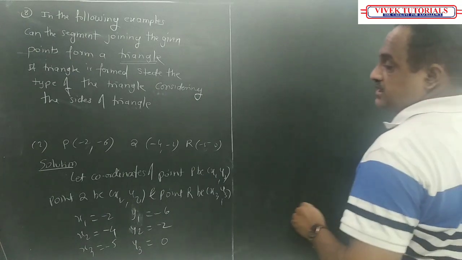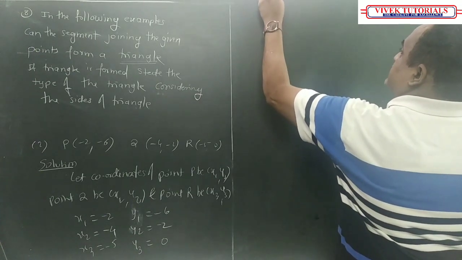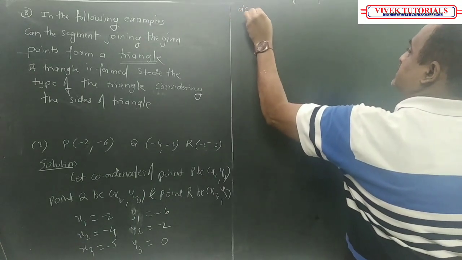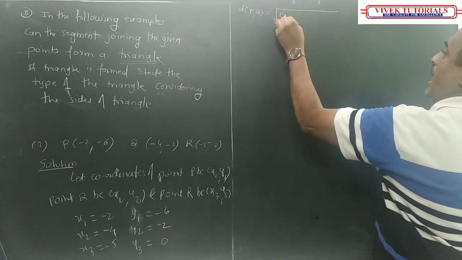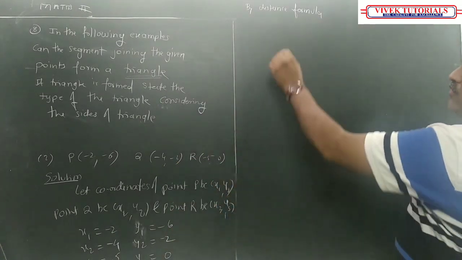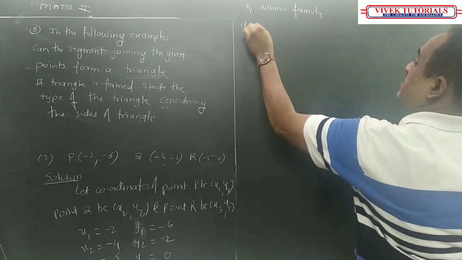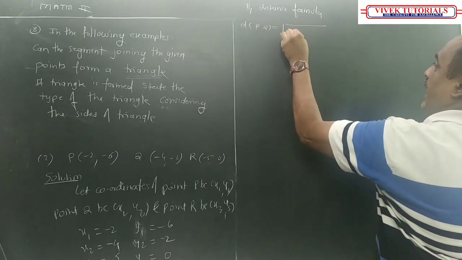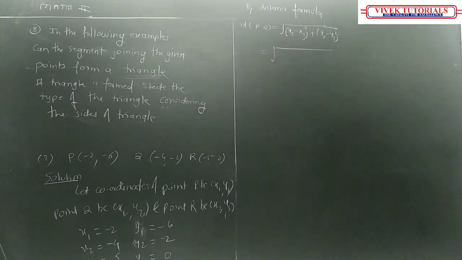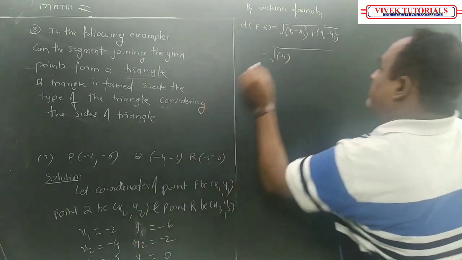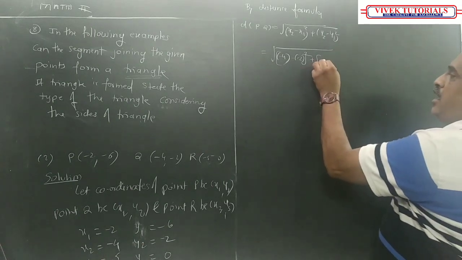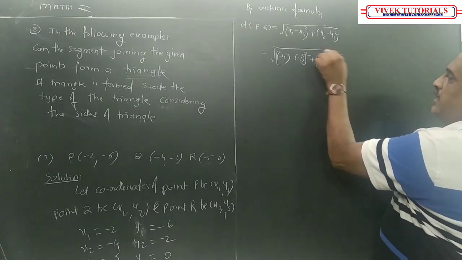So we have to find out first by the distance formula. By the distance formula, first of all we find distance PQ, which is equal to under root of x2 minus x1 the whole square plus y2 minus y1 the whole square. Now we are going to find the value of length PQ. That is equal to under root of x2, whose value is minus 4, minus minus 2 the whole square, and here it will be minus 2 minus minus 6 the whole square.